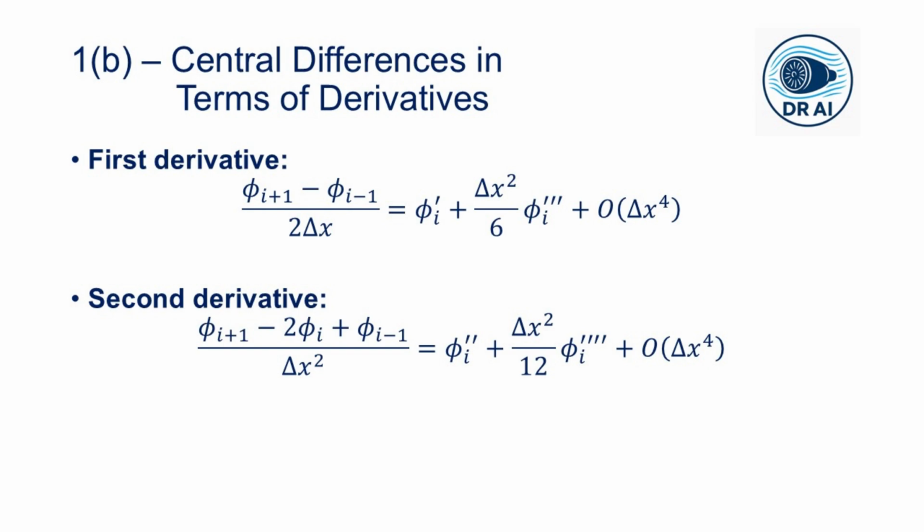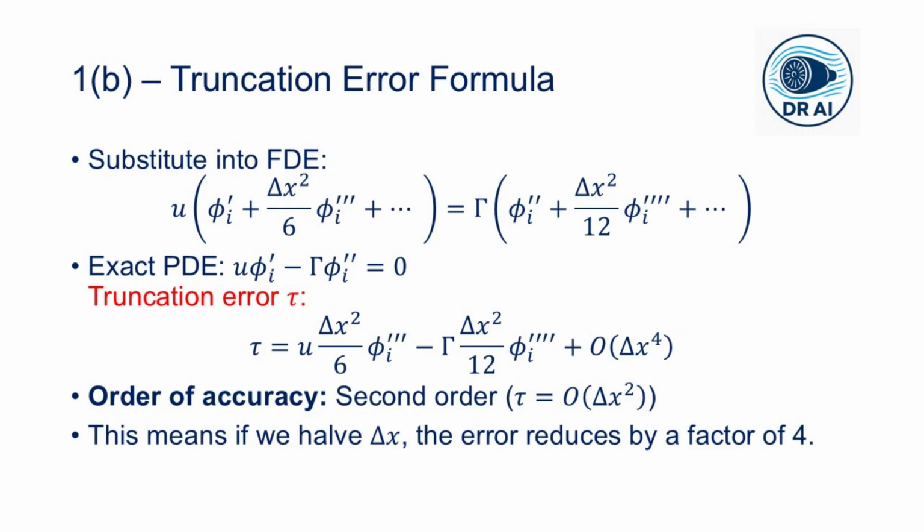So now we plug these expansions into our finite difference equation. On the left hand side, we have u times the first derivative expansion. On the right, we have the coefficient times the second derivative expansion. If we bring everything to one side, we get the final relationship in the form of equation 6. But the exact PDE says that the first two terms sum to 0. Therefore, the remaining terms constitute the truncation error, which I have represented here by the term tau.